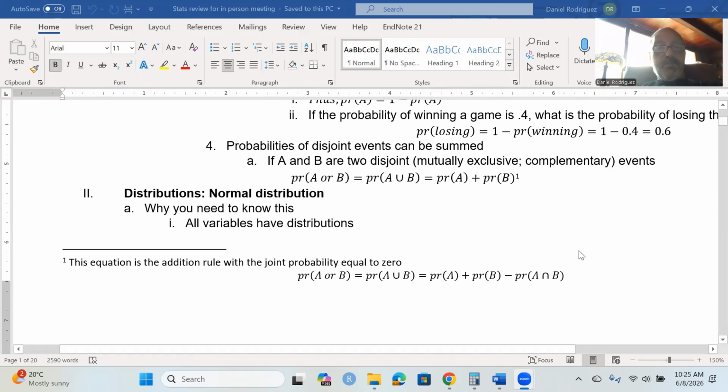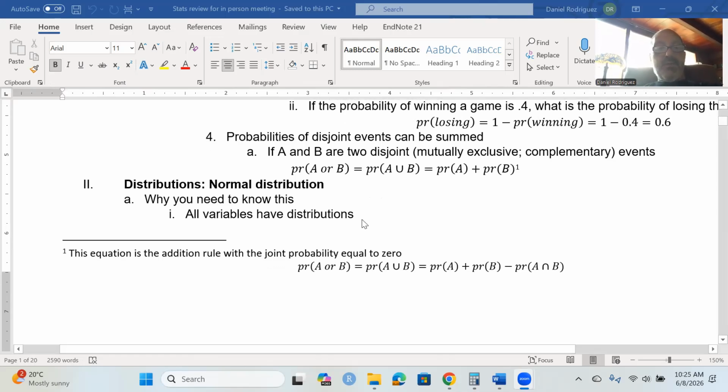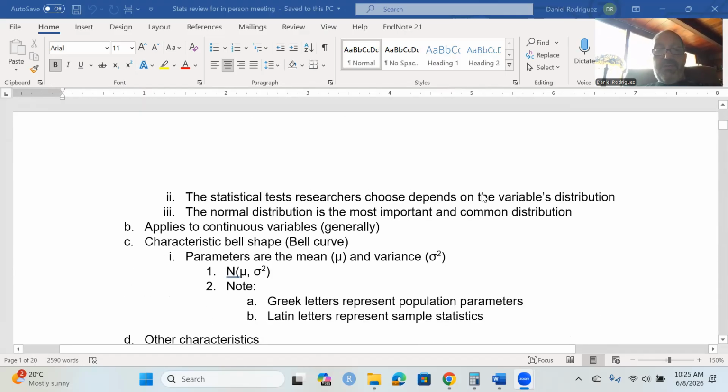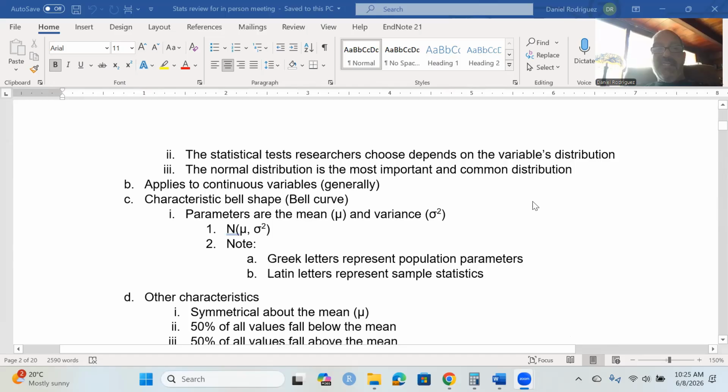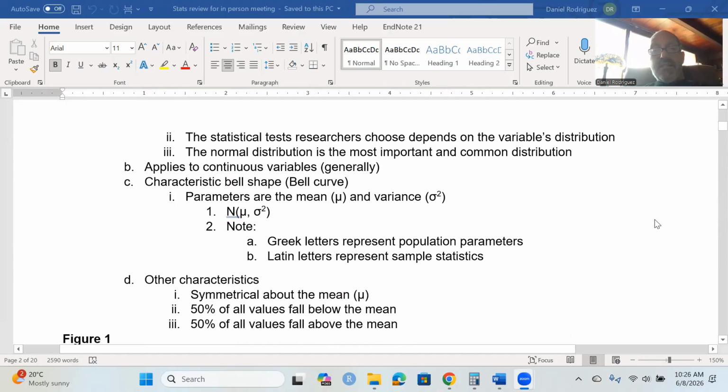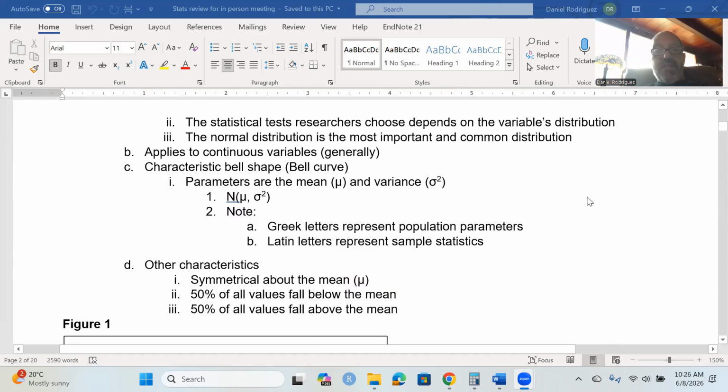Let's talk about the normal distribution. Why do you need to know this? All variables have distributions. The statistical tests researchers choose depend on the variable's distribution. The normal distribution is the most important and common distribution. It generally applies to continuous variables. I say generally because we can transform variables that are not continuous, and then under the right circumstances, their distributions will converge to normality.